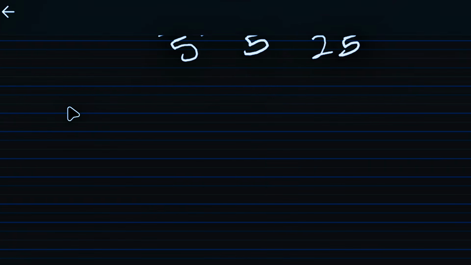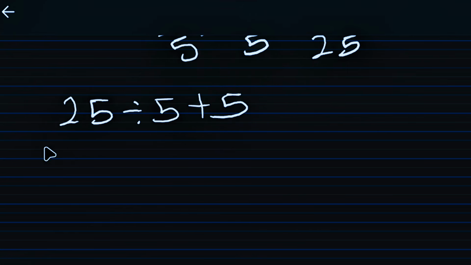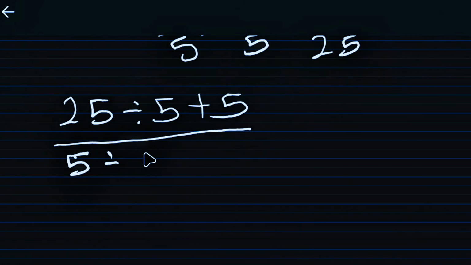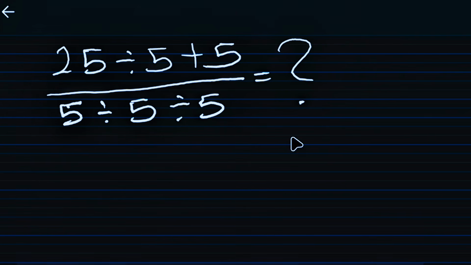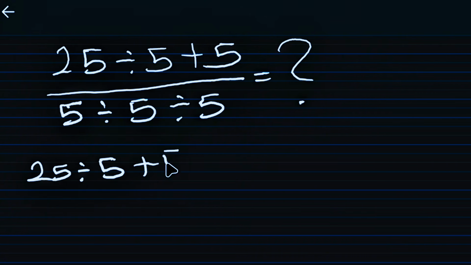Now let me show you how to solve this in the right way. Okay, we are given 25 divided by 5 plus 5, then everything will be divided by 5, divide by 5, and divide by 5. Now for us to solve this and get the right answer, what we are going to do is to rewrite this. Okay, so we are going to have 25 divided by 5 plus 5. Okay, now we are going to put this in parentheses.